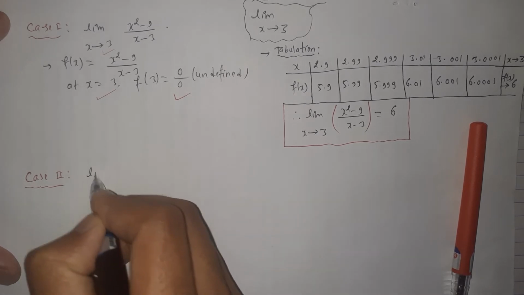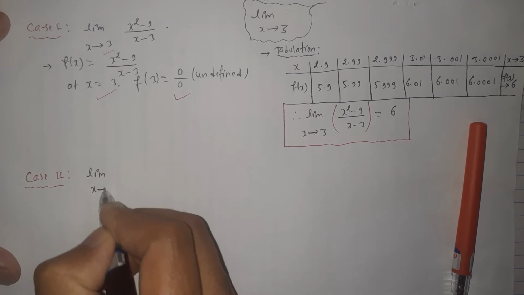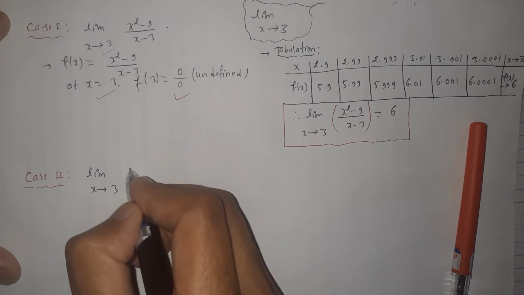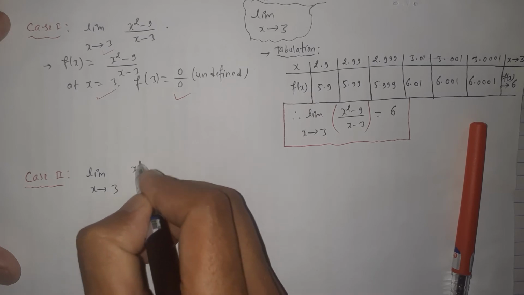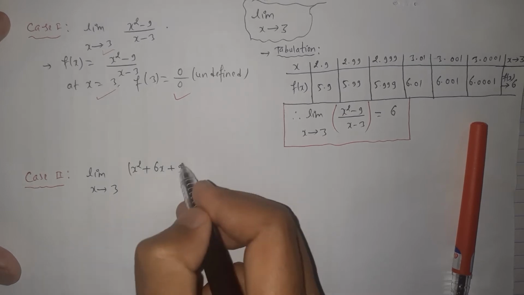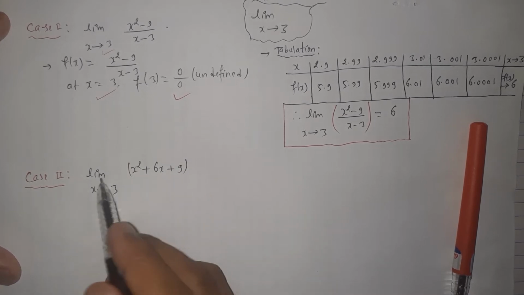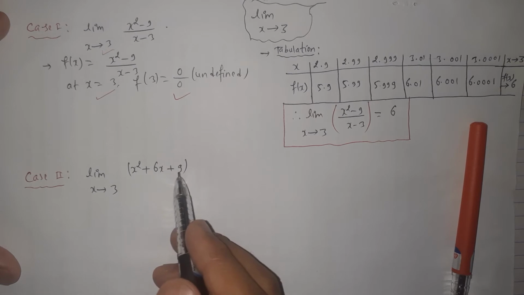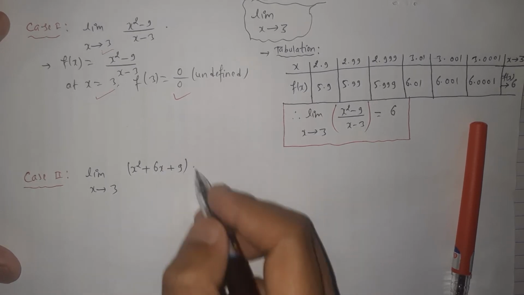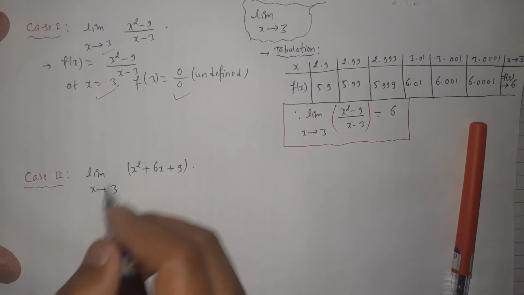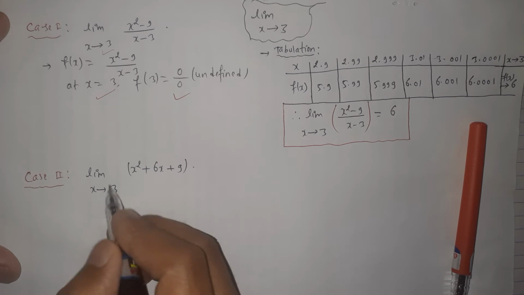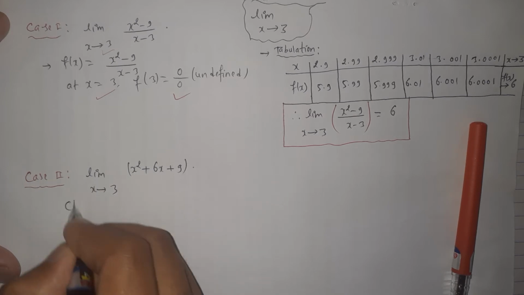Let's take an example. Limit x approaches 3, and the function is x square plus 6x plus 9. Here the question is the limit of x square plus 6x plus 9 when x approaches 3. Let's calculate. First of all, check whether the function is defined or undefined at the point at which the limit is going to be calculated.